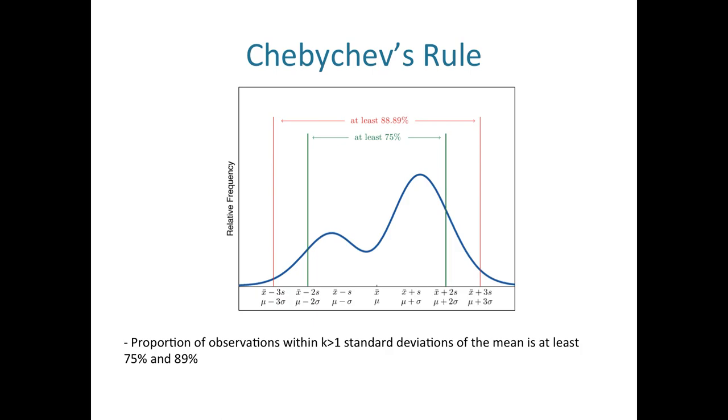Here what we are representing on the x-axis is the distance with respect to the average values, so 1, 2, 3 standard deviations, and on the y-axis we are representing the frequency.